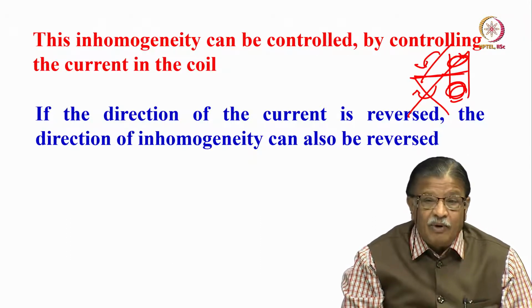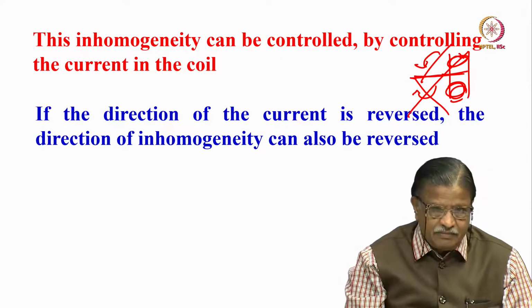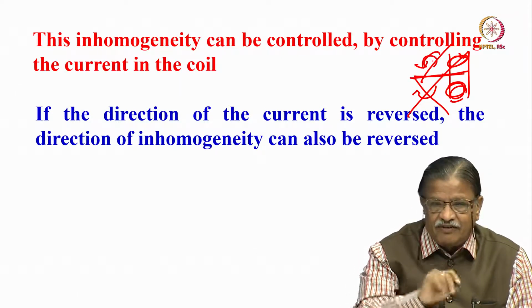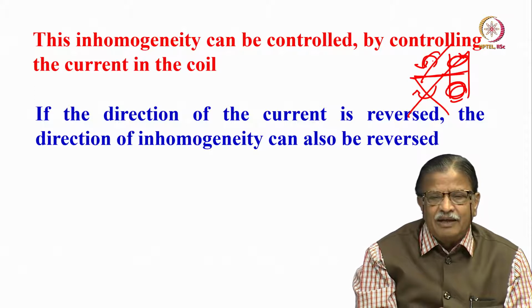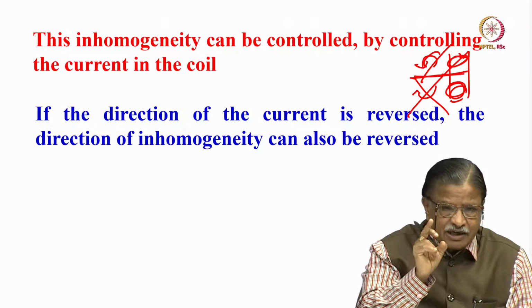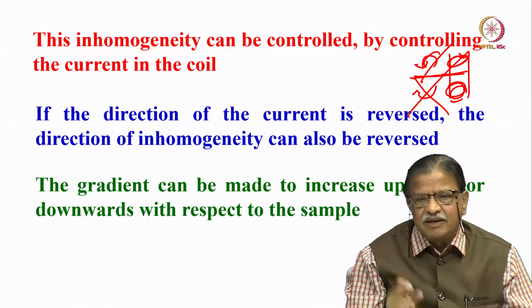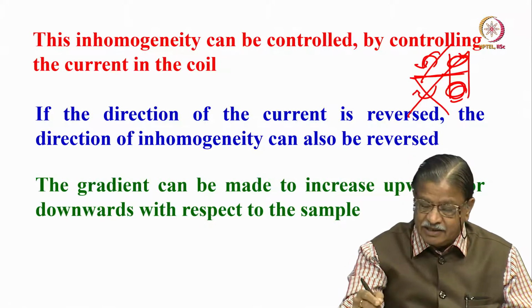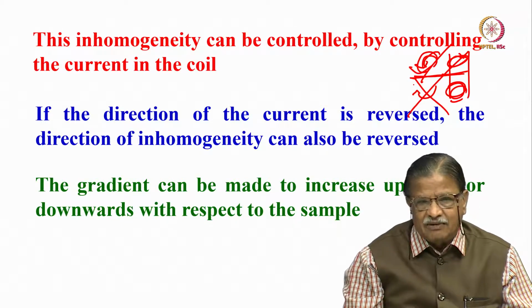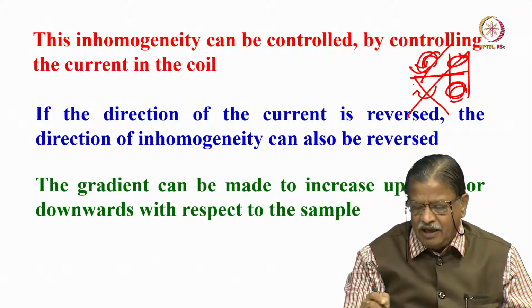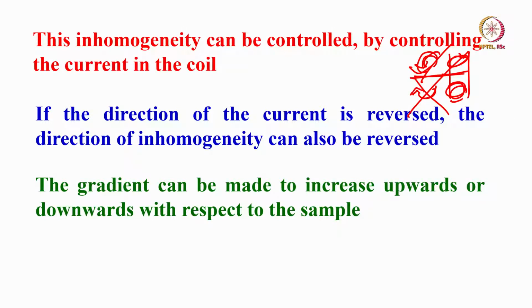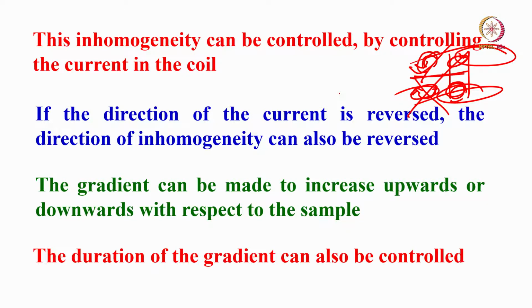Now what will happen if I reverse the current? Instead of applying current in this direction, if I reverse it, now what will happen? Remember, the z rotation can be completely reversed. The sample starts precessing in the opposite way. In this sense, the spins which are moving faster here start moving slower, and the spins which are moving slower here start moving faster. The precession of the spins here now becomes faster, and the precession of the spins here now becomes slower. So that is another important thing.